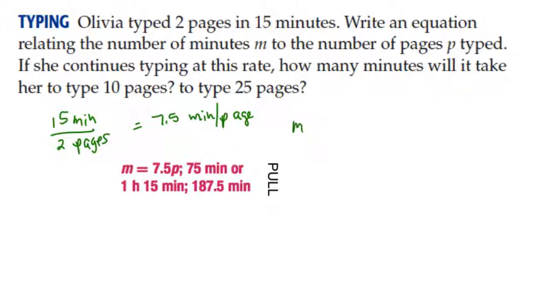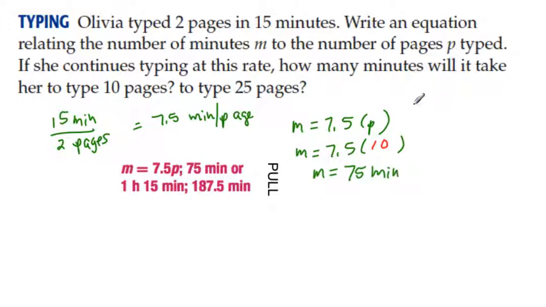So if we have m is equal to 7.5 times p. In the first example, you want m equals 7.5 times, and then I'll put this in a different color so it's easy to read, times 10. So m works out to be 75 minutes. In the second example, we have m is equal to 7.5 times, and this time instead of 10, we want 25 pages. So m is equal to 187.5 minutes.